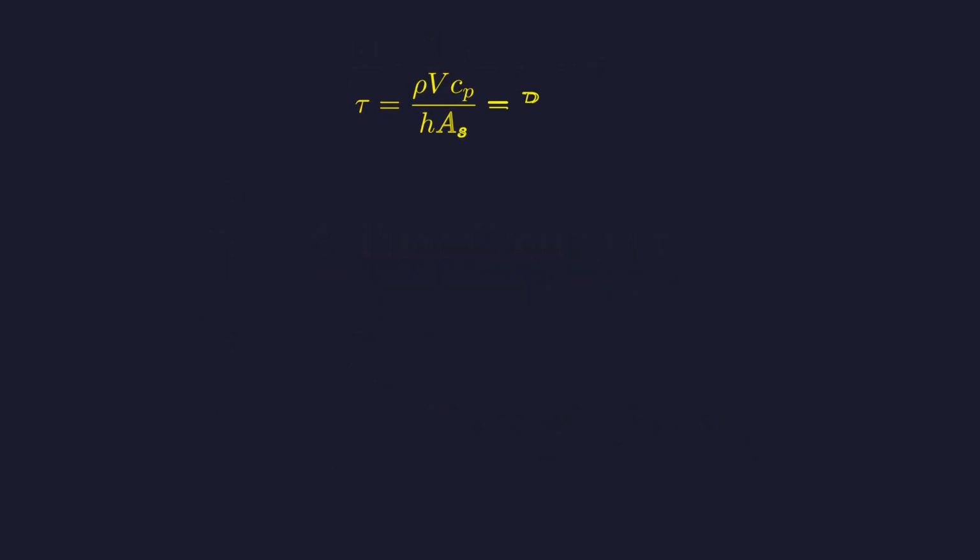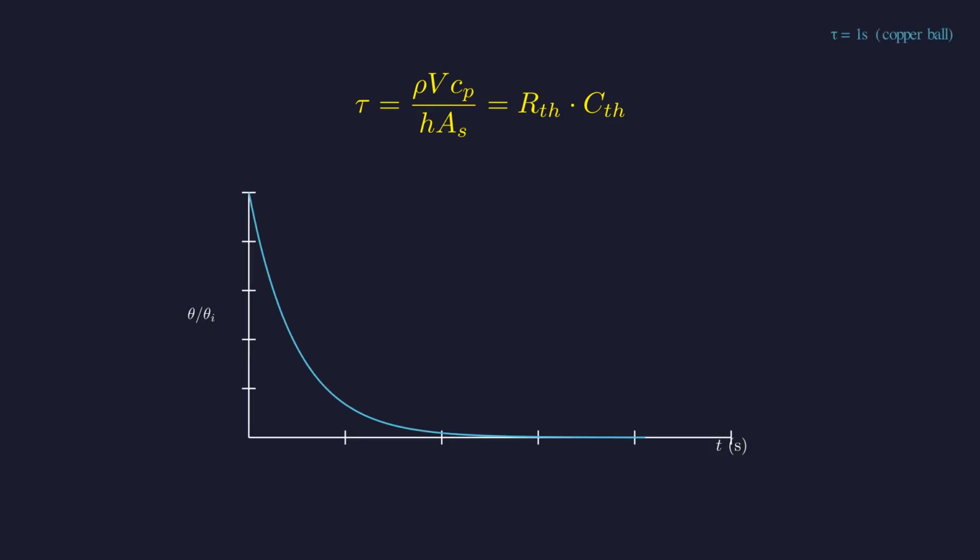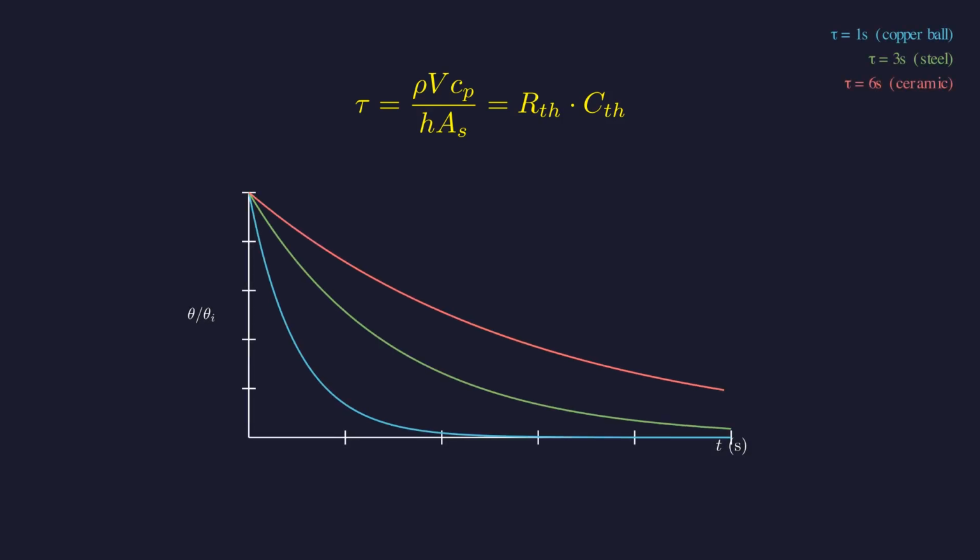The time constant τ determines the cooling rate. Large τ means slow cooling. Small τ means fast. Copper with τ of 1 second cools rapidly. Steel at 3 seconds is moderate. Ceramic at 6 seconds cools slowly. Tau depends on the mass, heat capacity, convection, and surface area. You can increase τ by increasing mass or heat capacity. Decrease τ by increasing convection or surface area.